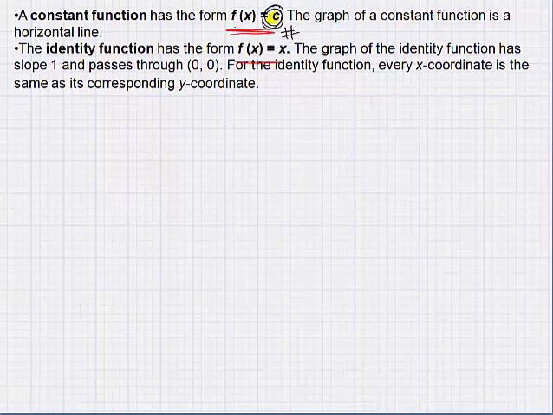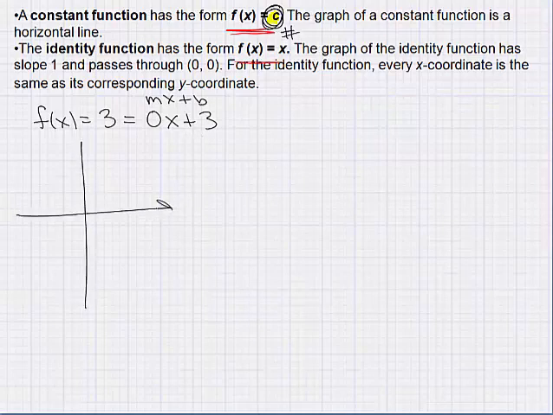Essentially this is a y value, an f of x value. So if I said f of x equals 3, this is a constant function. Now it's a linear function still, but we consider this to be a constant function. I could also write this as 0x plus 3, so it's in that mx plus b form. So that's why it's still linear. The graph is still a line. And what it would be is, here's a 3 on the f of x axis.